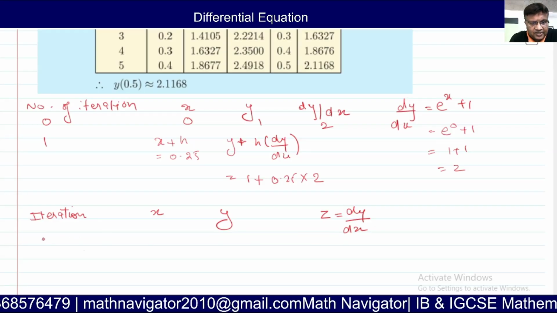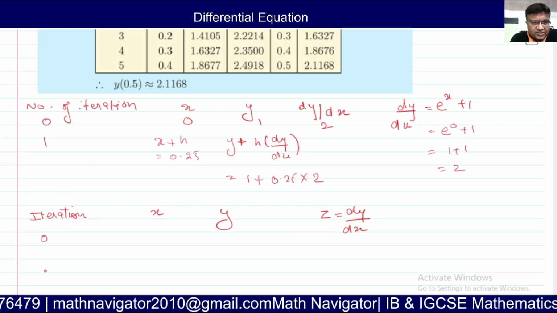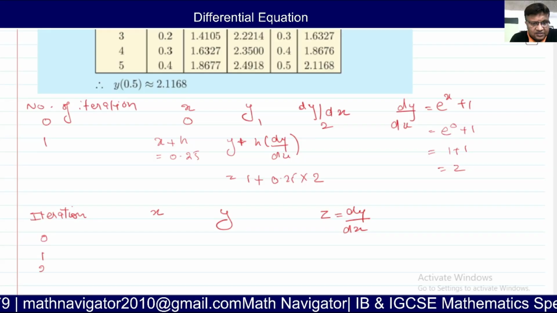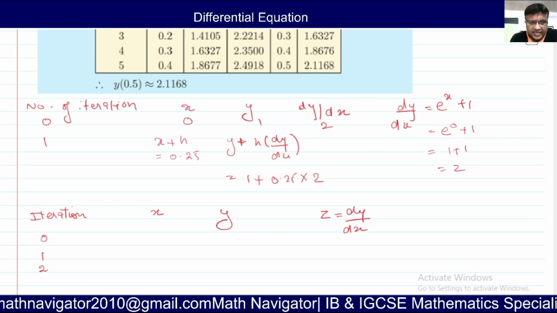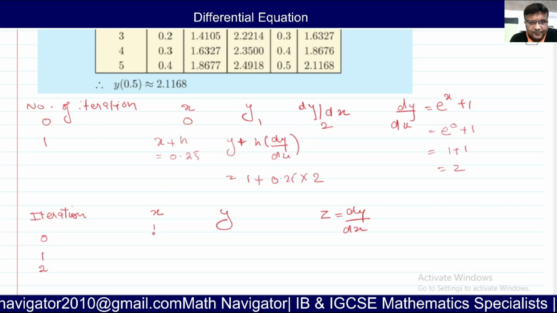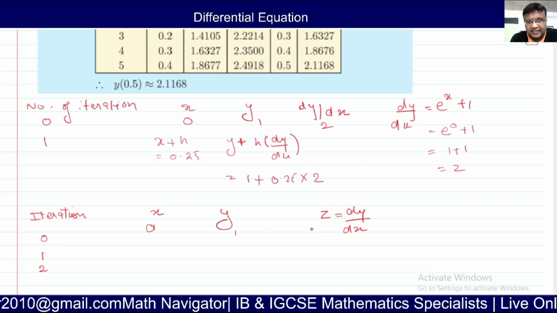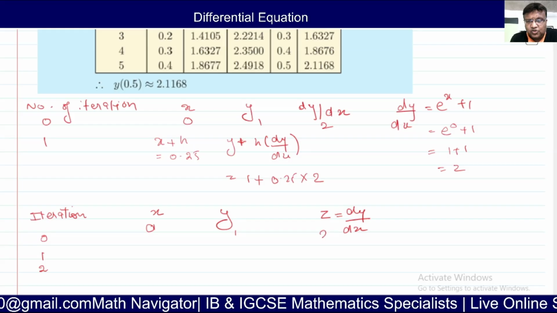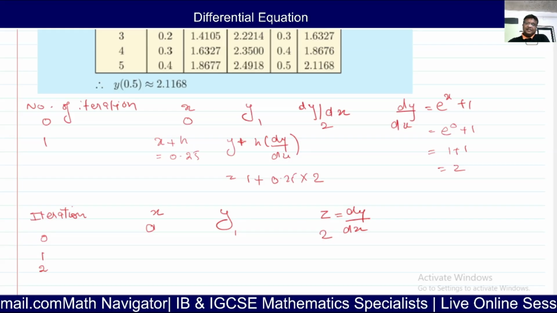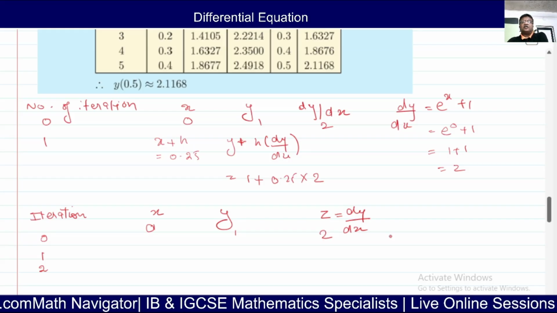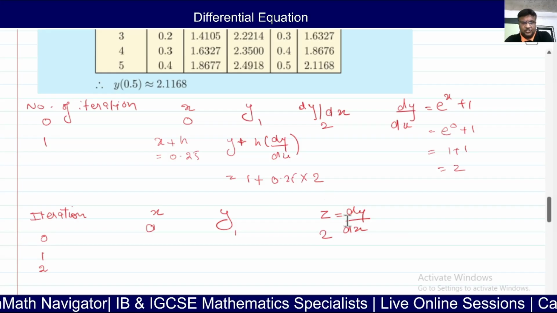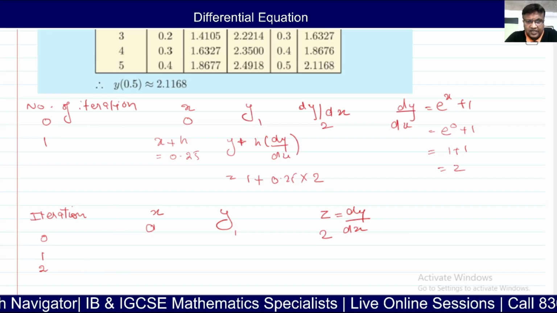Iteration number is, if there are 2 steps, then you will make 0, 1, 2. And then for x, the initial value is 0. The y value is 1, and then dy by dx, as we have done, is 2, right? So I do it in the calculator, and then we'll put the formula like we do in an Excel sheet. Then you'll be able to understand. Let's do it.